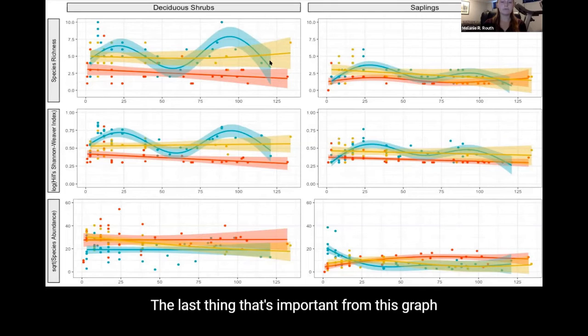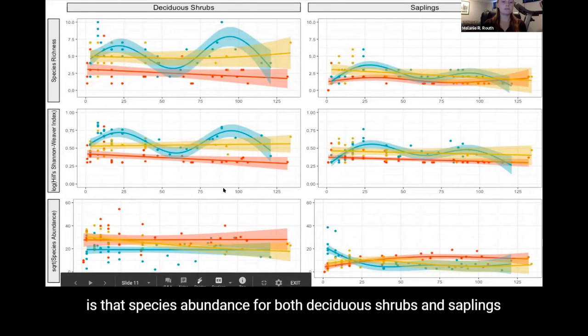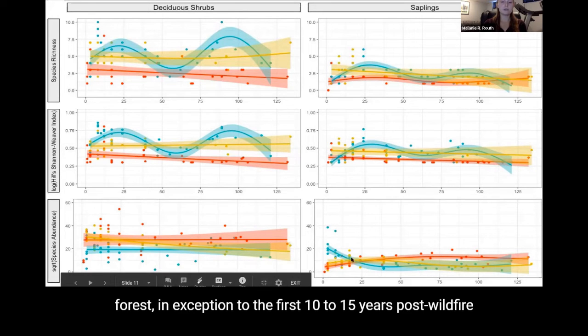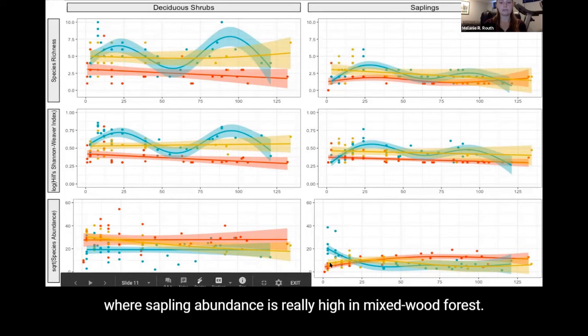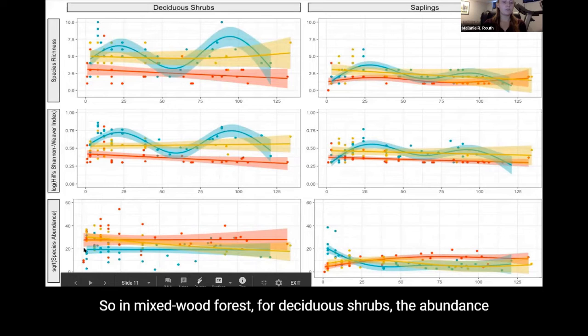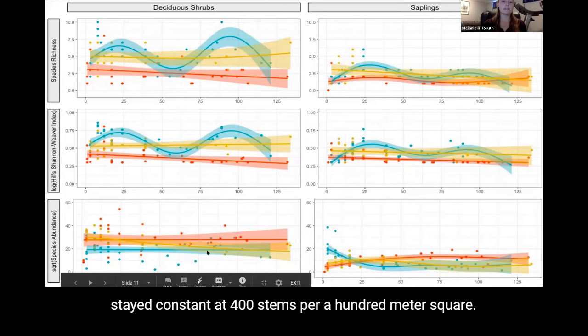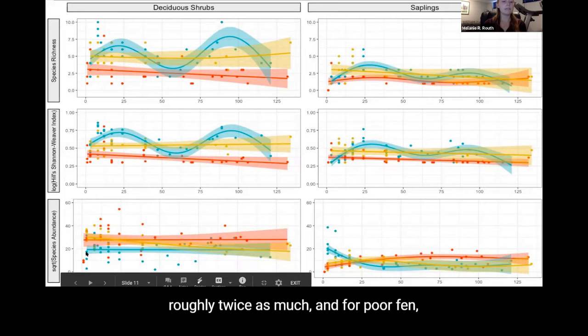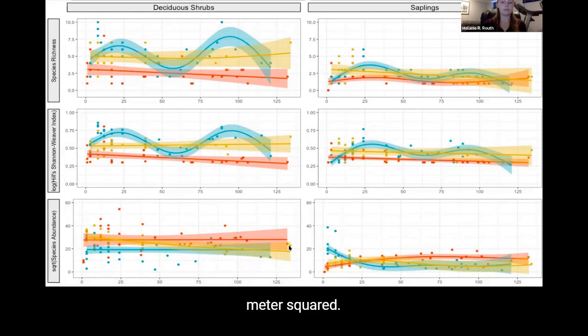The last thing that's important from this graph is that species abundance for both deciduous shrubs and saplings was constantly higher in lowlands than it was in mixed wood forests, with an exception to the first 10 to 15 years post-wildfire, where sapling abundance is really high in mixed wood forests. So in mixed wood forests for deciduous shrubs, the abundance stayed constant at 400 stems per 100 meters square, whereas it stayed constant at 785 stems for bogs, which is roughly twice as much. And then for poor fen, it started off at 900 and decreased to 400 stems per 100 meters square.